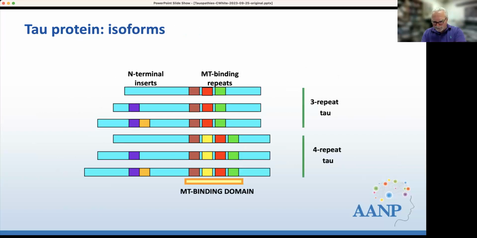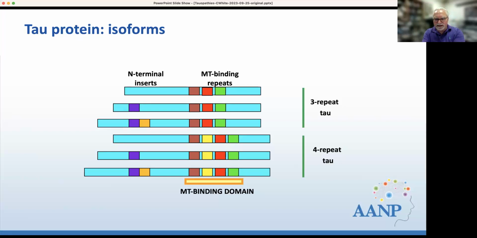Here's a diagrammatic representation of the tau molecule and its 6 different isoforms. Note that near the amino terminus, there are either 0, 1, or 2 amino terminus inserts that are encoded by exons 2 and 3. In the microtubule binding domain, there are either 3 or 4 what are referred to as tandem repeats in the portion that binds the tau molecule to microtubules.